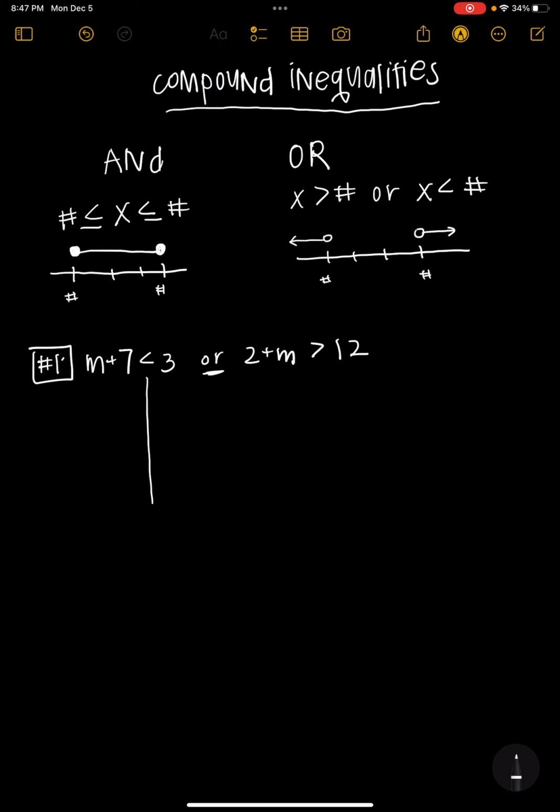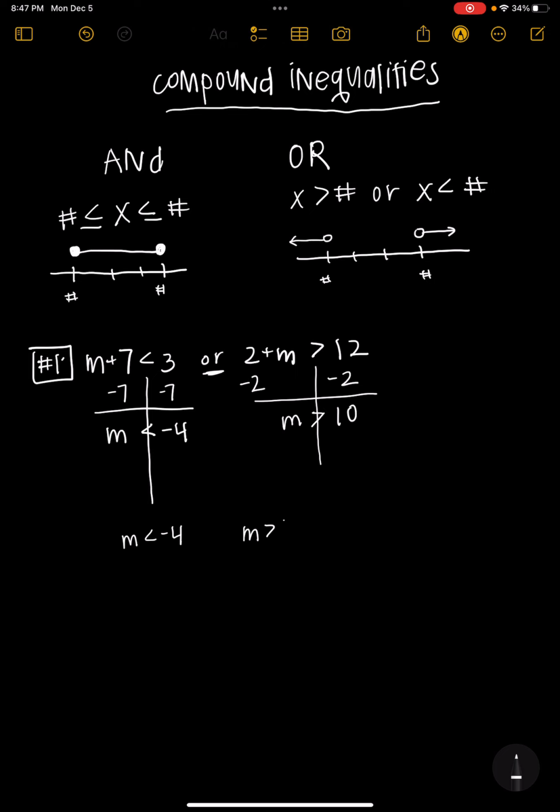When we solve this for m, you want to get m by itself, which means that we need to move the 7. To move the 7, we're going to subtract 7 from each side. So I get m is less than negative 4. Now I'm going to do the same thing on this right inequality. I want to get m by itself, which means I need to move the 2. To move the 2, I'm going to subtract 2 from each side. And I get m is greater than 10, because 12 minus 2 is 10. So my two answers are m is less than negative 4, and m is greater than 10.